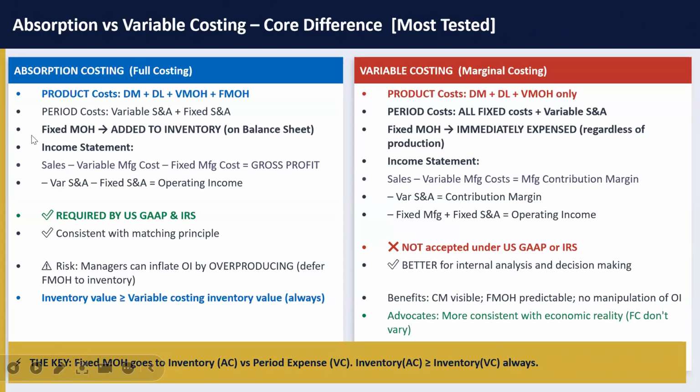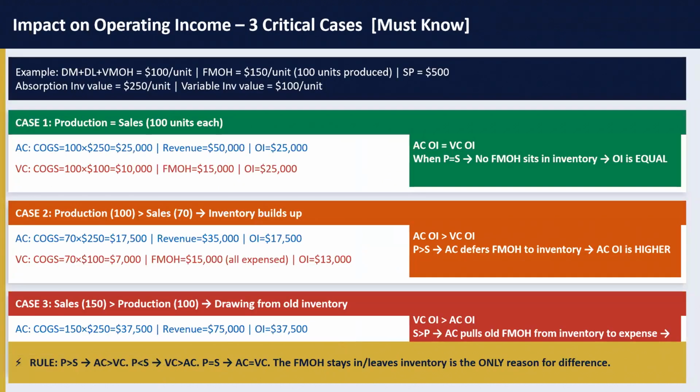Guys, the thing that you should never forget is fixed MOH. That's the only difference between absorption costing and variable costing. And this one: inventory value in absorption costing will always be greater than or equal to inventory value under variable costing. These two things you should always remember. Then, what are the differences that take place in operating income? When it comes to the three cases, you should fix this in your mind. Before moving on to the calculations, be clear on one thing: inventory cost in absorption costing will have DM, DL, variable manufacturing overhead, and fixed manufacturing overhead.